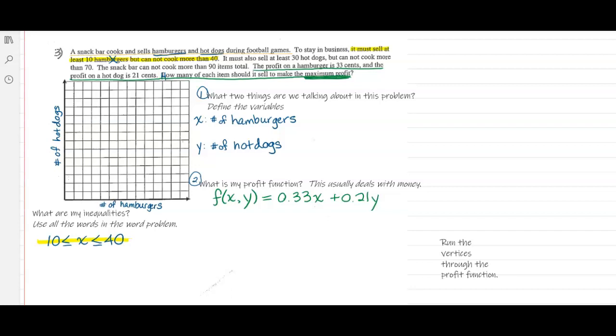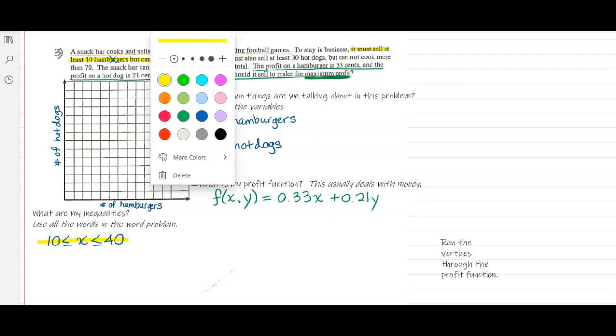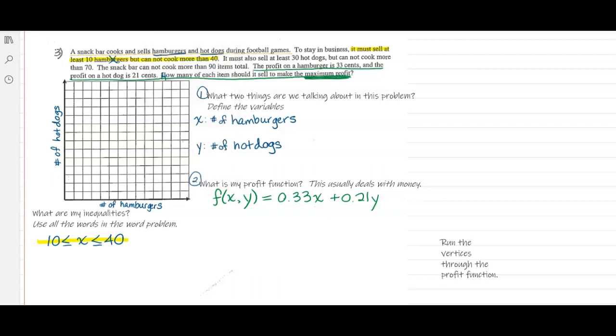Then it goes on to talk about hot dogs. So I'm going to change my color of highlighter here. It must also sell at least 30 hot dogs, but cannot cook more than 70. Well, that's just like the yellow sentence we just had, except now we're talking about hot dogs. At least 30, but no more than 70.